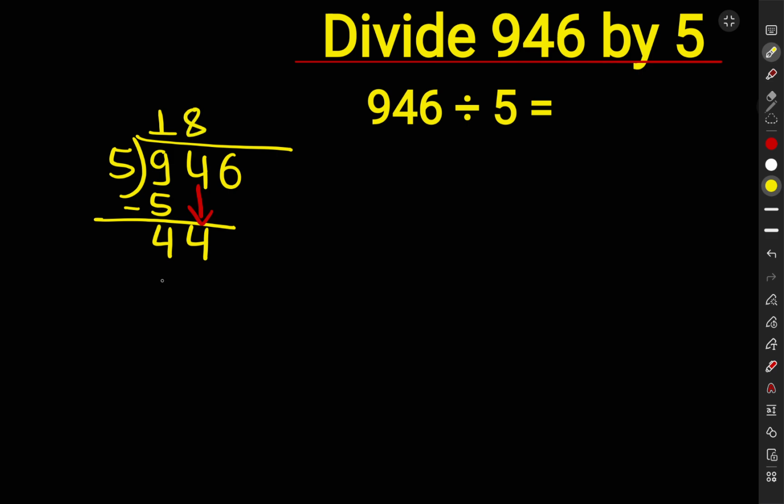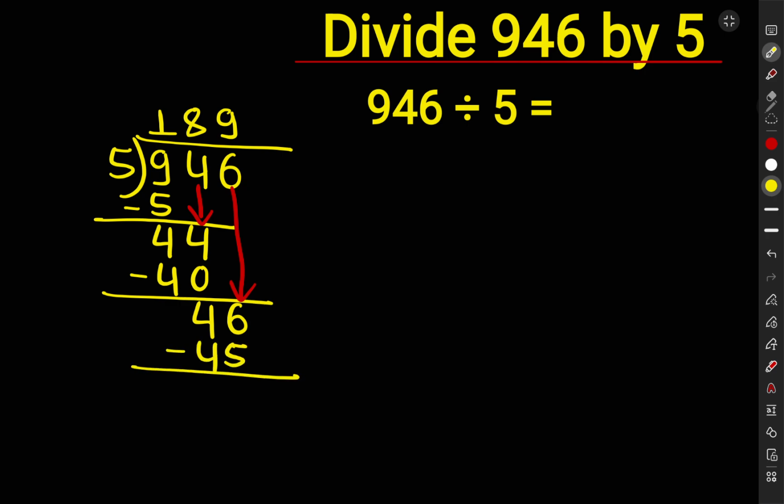5 times 8 is 40. On subtracting we get 4. So now we put down this 6 and it is 46. 5 times 9 is 45. On subtracting we get 1.